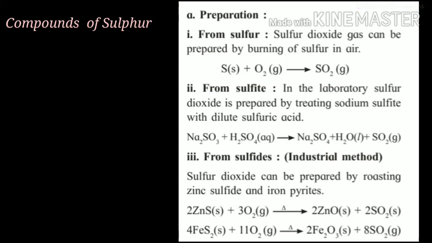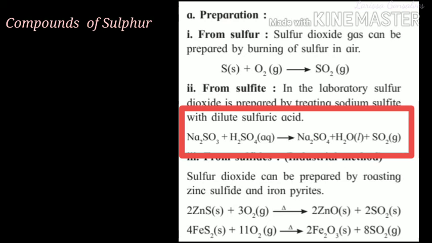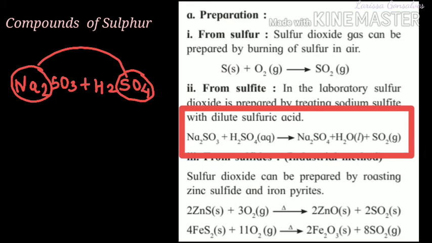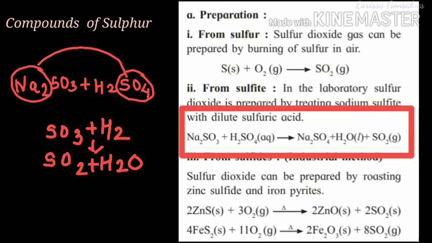Next is formation of sulfur dioxide from sulfite. This reaction is carried out in laboratory. Sulfur dioxide is prepared by mixing sodium sulfite with the formula Na2SO3 with dilute sulfuric acid, that is H2SO4. Hence we get sodium sulfate along with water and sulfur dioxide. The Na2 here, which is having a plus sign, will of course combine with the SO4 2- group, giving us the formation of Na2SO4. Since we know we need the formation of sulfur dioxide, we are left with water.